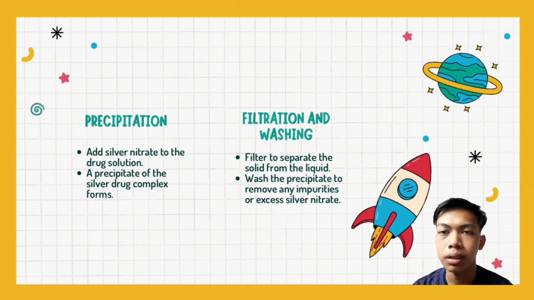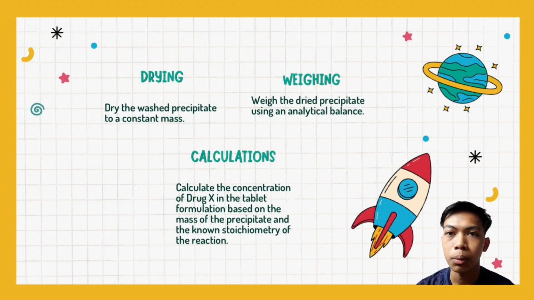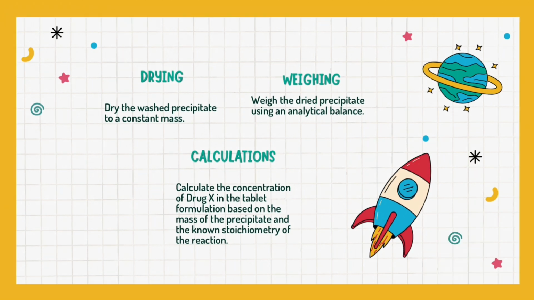Next, filtration and washing. Filter to separate the solid from the liquid. Wash the precipitate to remove any impurities or excess silver nitrate. Next is drying. Dry the washed precipitate to a constant mass. Then weighing. Weigh the dried precipitate using an analytical balance. The last one is calculation. Calculate the concentration of drug X in the tablet formulation based on the mass of the precipitate and the stoichiometry of the reaction.